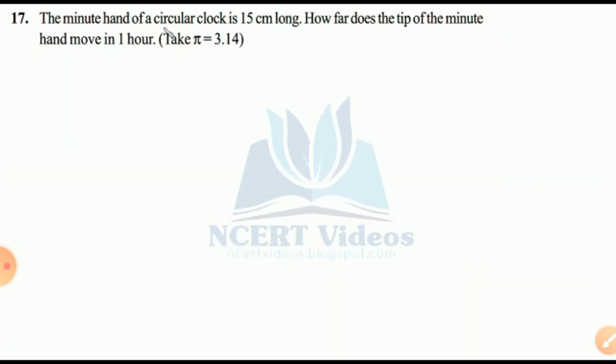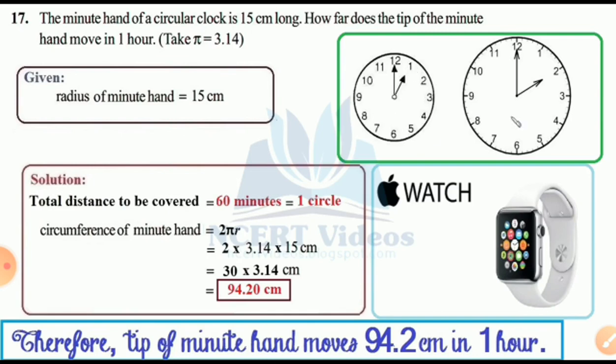Last one, 17. The minute hand of a circular clock is 15 centimeter long. How far does the tip of the minute hand move in 1 hour? How much will it cover in one hour? Yes, my dear student, here is 1 o'clock and afterwards it reaches 2 o'clock. And you have to find out that the minute hand has to rotate one rotation.